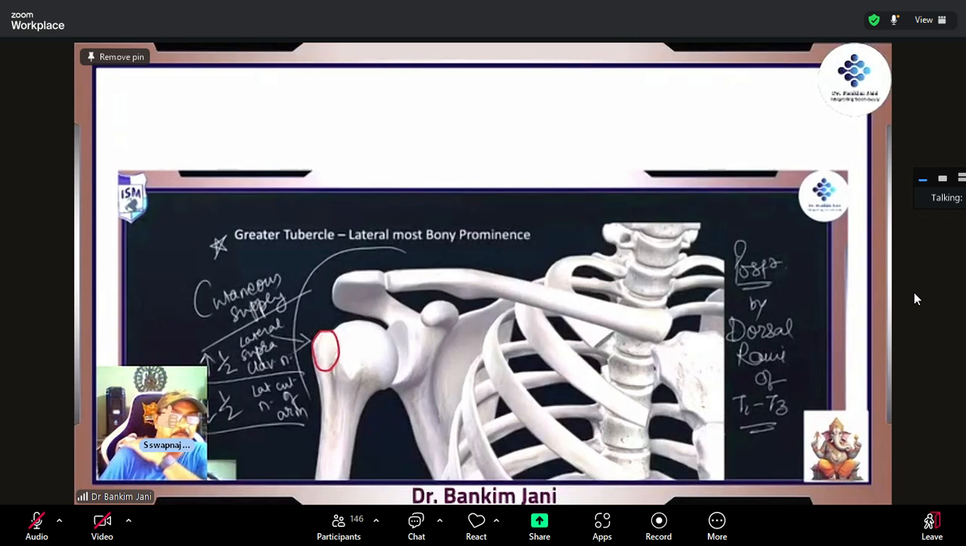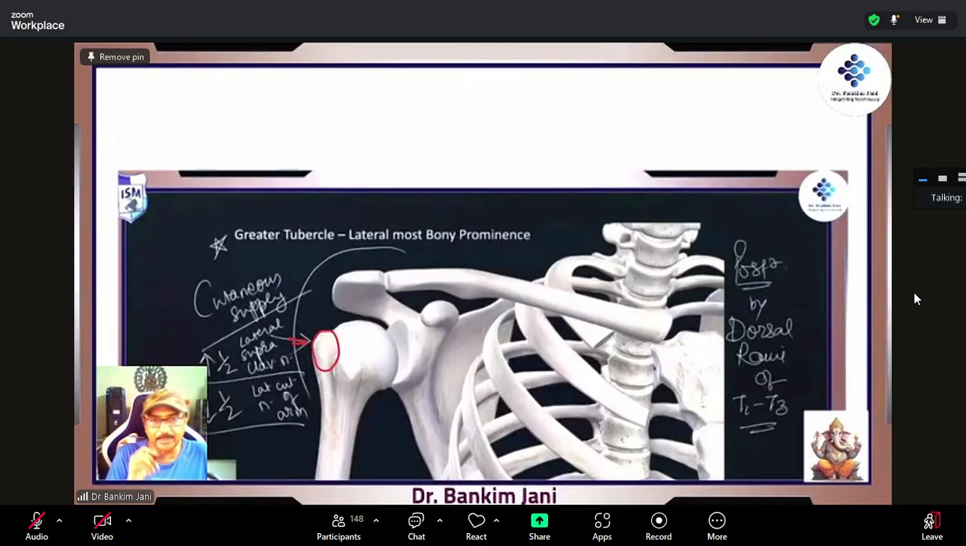When you put your hand over here, lateral means from the side. From the side, just press deep, aha, right? You'll get a nice pain, something which is very comfortable, right? So when you do boxing, after boxing, when you press this, you feel good. So this is the lateral most bony prominence, and that is what is called the greater tubercle.